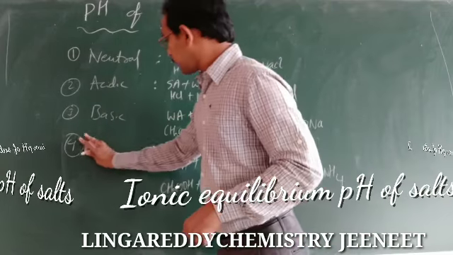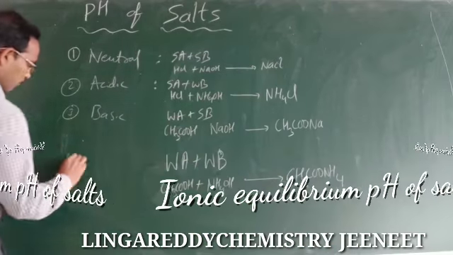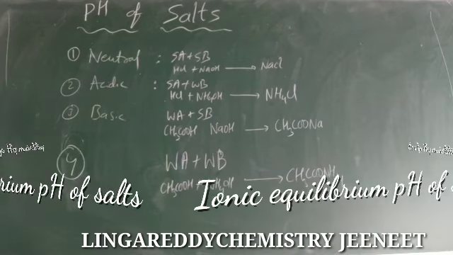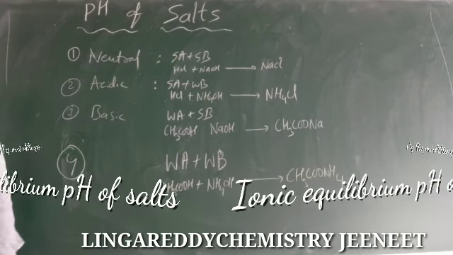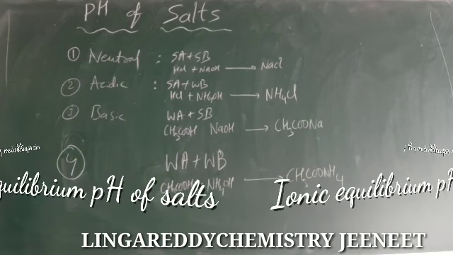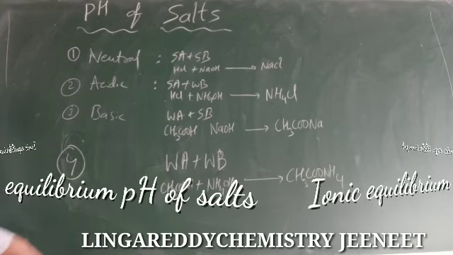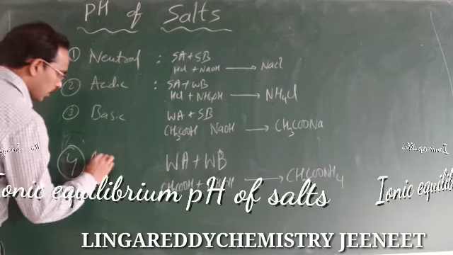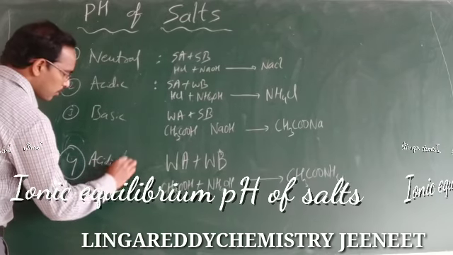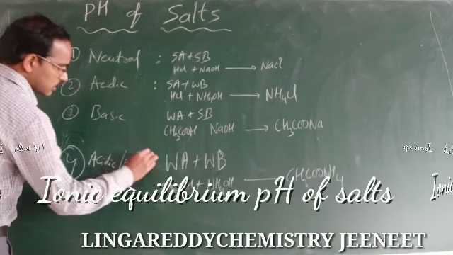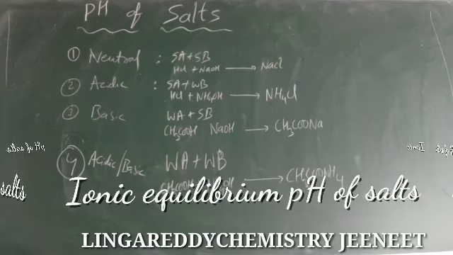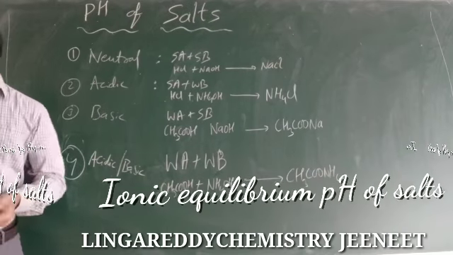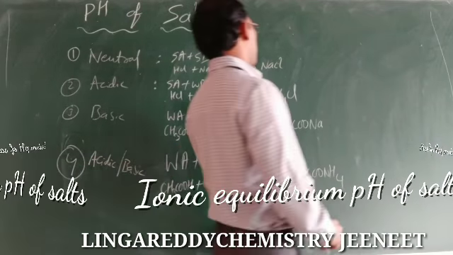It's fine. What about this fourth one? For the fourth one we cannot say whether it is acidic or basic, and at the same time we cannot say it is neutral also. So it depends on the Ka value. Either it may be acidic or basic. Now our topic is actually pH value.